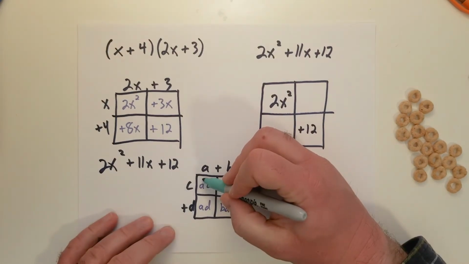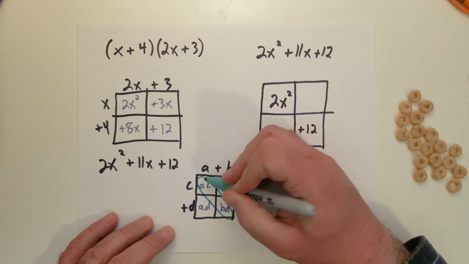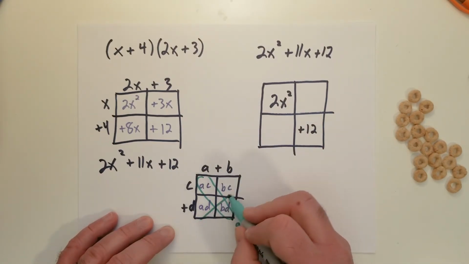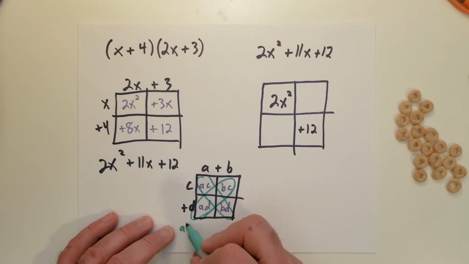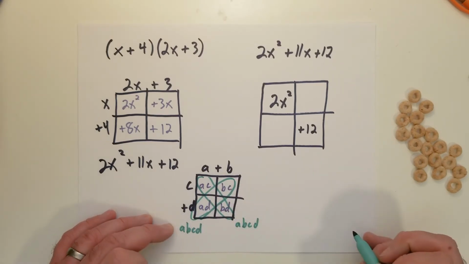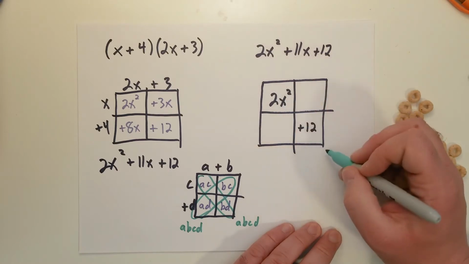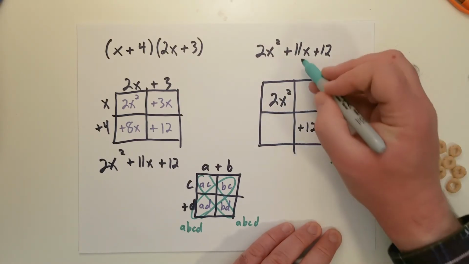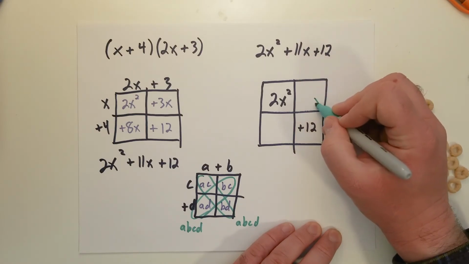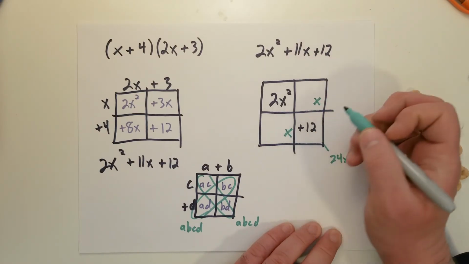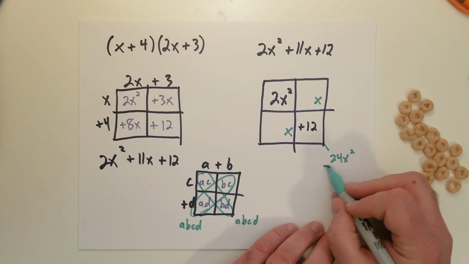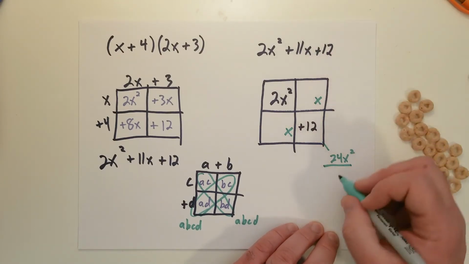If we multiply this diagonal, we get ABCD. If we multiply this diagonal, we get ABCD. So this diagonal multiplies to be 24x squared. We know they have to add up to x, so these have to be both x's, so we can kind of ignore the variable here. We're looking for things that multiply to be 24 that add up to be 11.